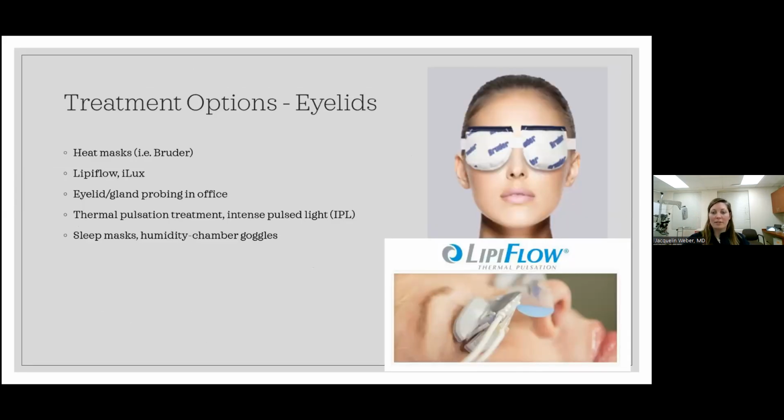Some other options include something called a Bruder mask or a heat mask. This is something you can buy online through Amazon. The company Bruder is excellent. They're very reputable. They make masks that you can put in the microwave for a minute or two at a time. They will hold heat, and then you can apply it over your eyes, and it will give those oil glands heated compression for about 3 to 5 minutes, which can be very helpful at getting the oil to come out of those glands. Many patients will use the Bruder mask once a day or a few times a week and notice that it gives them a better quality of tear film and less symptoms of dry eye.